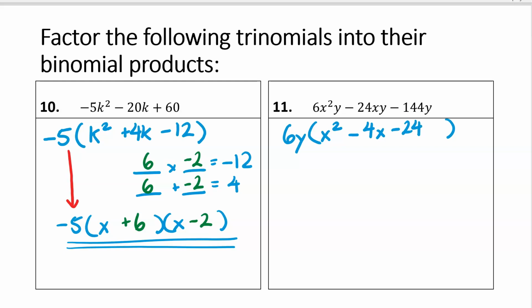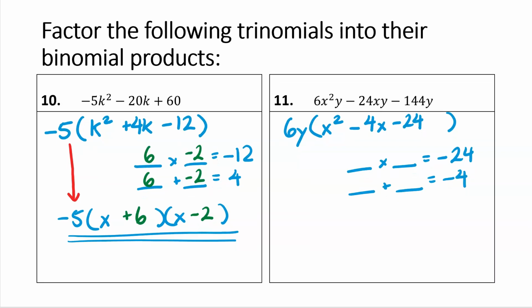So again, we're looking for two numbers that multiply to get negative 24, and those same two numbers need to add to give minus 4. And you know what? There are no pairs of numbers that will work in that case. So what's in the brackets there doesn't factor, so we just leave our final answer as 6y multiplied by x squared minus 4x minus 24.